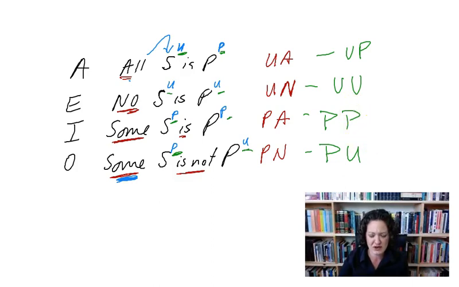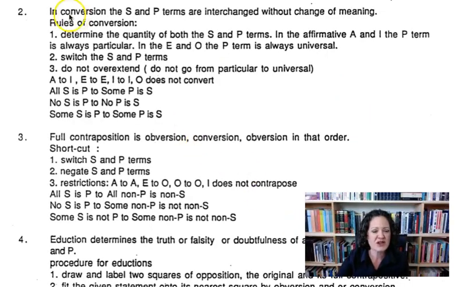And the context originally was in conversion, the S and P terms are interchanged without change of meaning. And then it tells us, number one, determine the quantity of both the S and P terms. In the affirmative A and I, the P term is always particular. In the E and O, the P term is always universal. Now it's telling us for conversion, switch the S and P terms. Do not overextend, meaning do not go from particular to universal. I'll show you what that means. It's when we go from a little p in a premise to a universal in the conclusion.